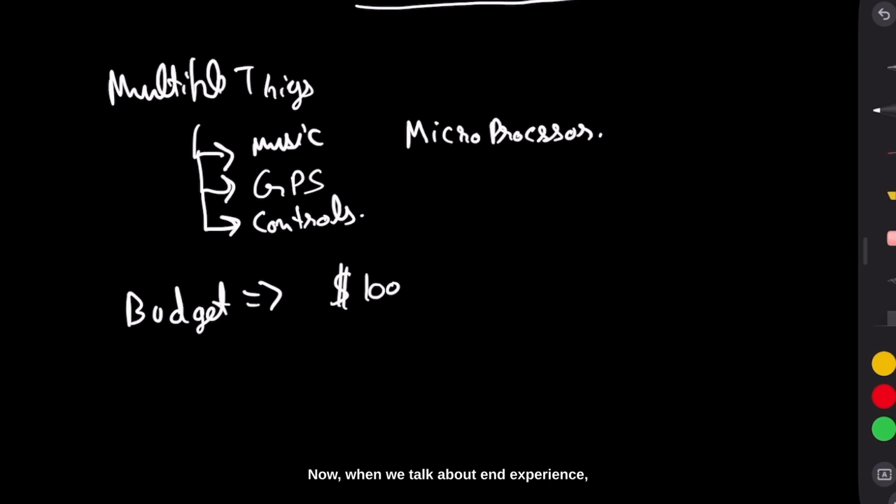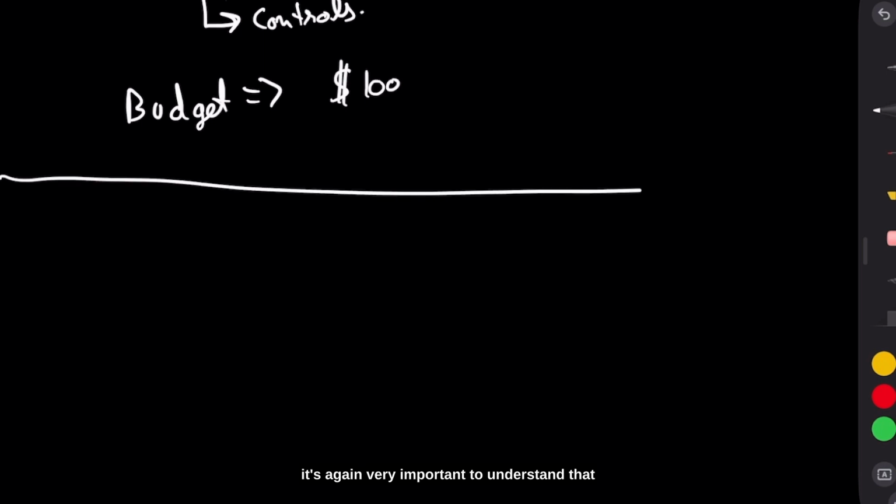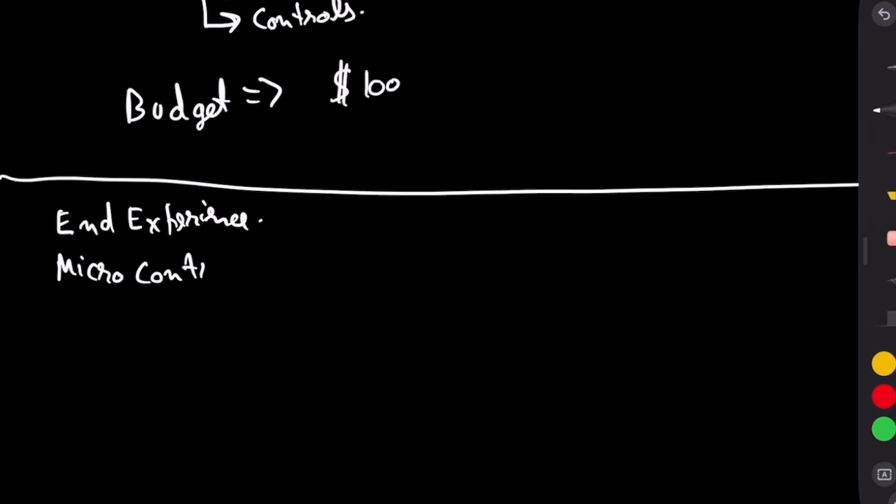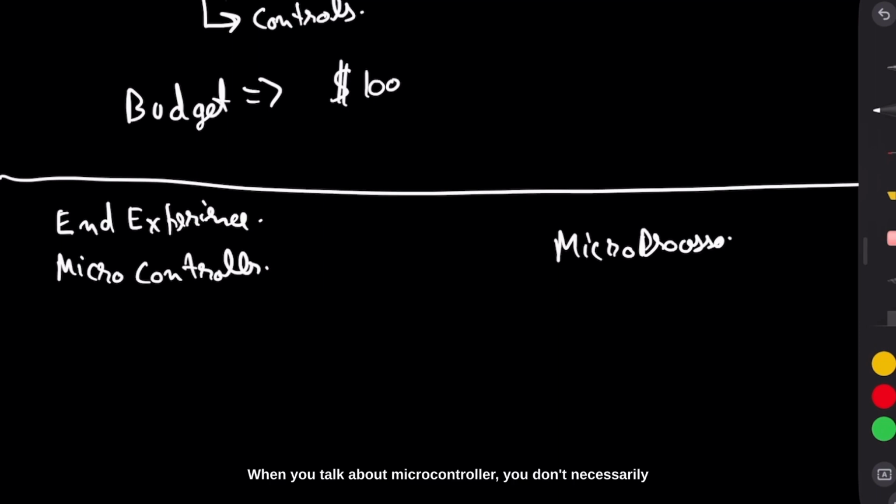Now, when we talk about end experience, it's very important to understand that microcontroller and microprocessor have a very different end experience. In terms of microprocessors and microcontrollers, there is a huge amount of difference. I'll tell you why. So let's say you have a microcontroller and then you have a microprocessor. When you talk about a microcontroller, you don't necessarily have the possibility of building or having a huge feature set. I'll give you an example.